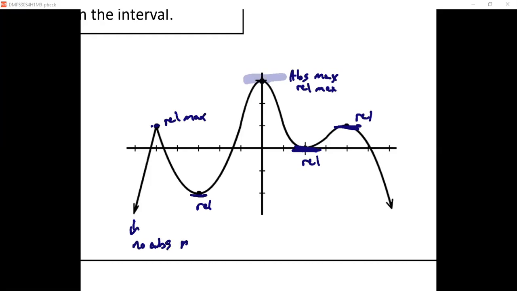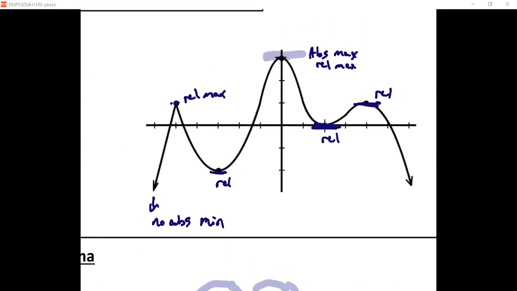The reason why is because as we take a look on either side of this graph, it goes down to negative infinity. Negative infinity is not a defined value. And since it's not a defined value, we can't say what that absolute minimum value is.